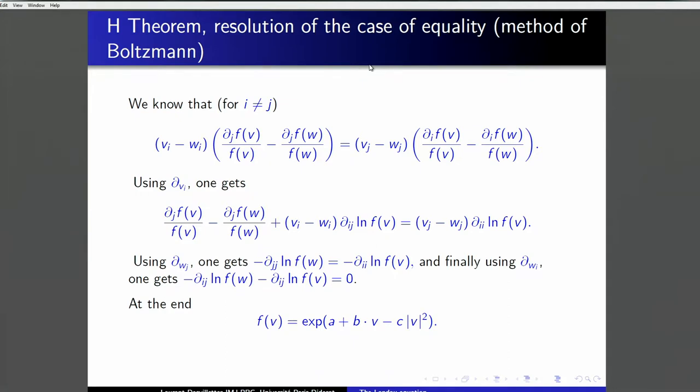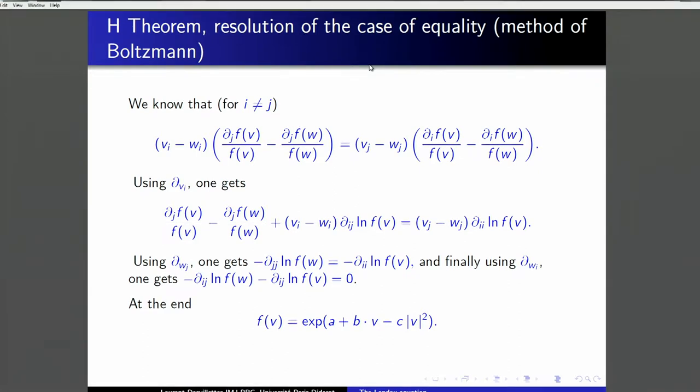And now let's look at the right-hand side. In the right-hand side, it's easier because this term does not depend on vi, since i is different from j. And so you just have to take the derivative of this one. So you end up with vj minus wj, which is not changed, and here you take one more derivative with respect to the ith variable of log f, so you end up with this. So when you did that, somehow you destroyed the symmetry between i and j, because you took a derivative with respect to vi.